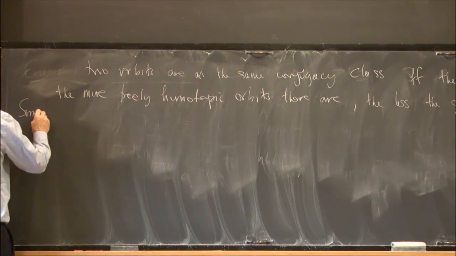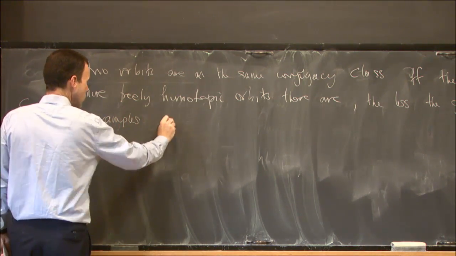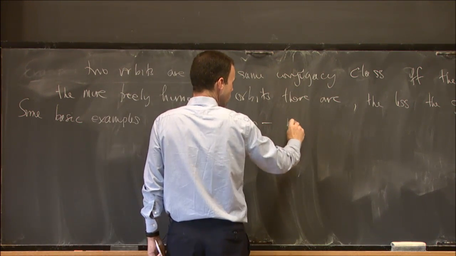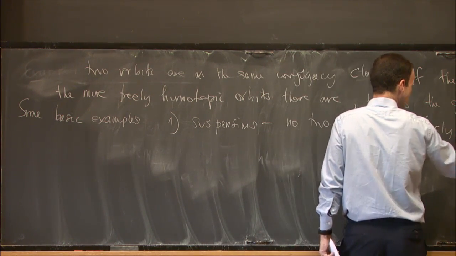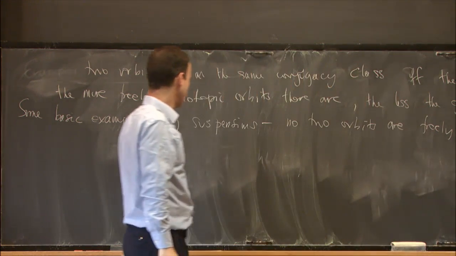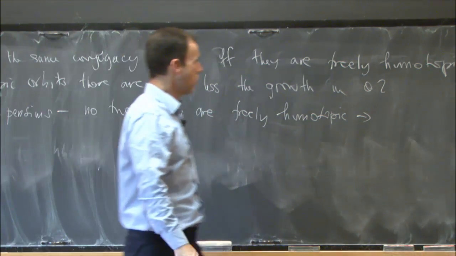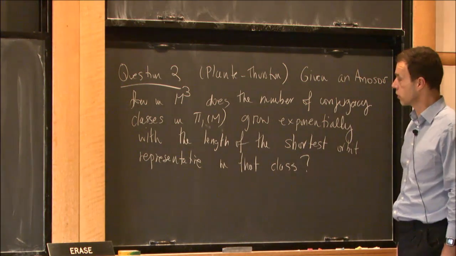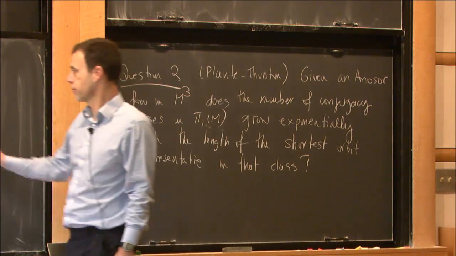So some basic examples. So first, for suspensions, no 2 orbits are freely homotopic. So each free homotopy class has at most 1 element, and therefore when you're counting orbits, you're counting conjugacy classes. Okay? So then we already know that the number of orbits grows exponentially with the length of the shortest orbit. So the answer is yes. Okay.